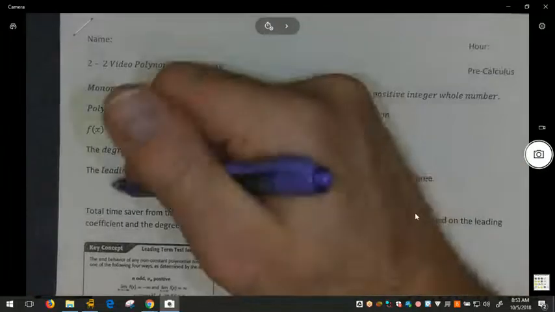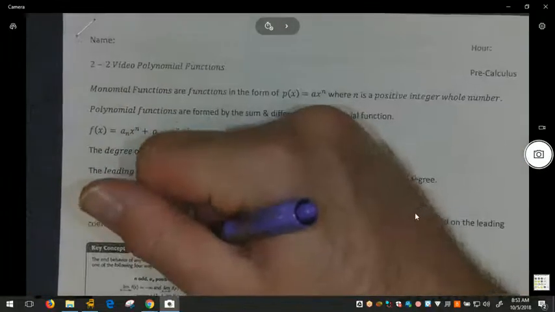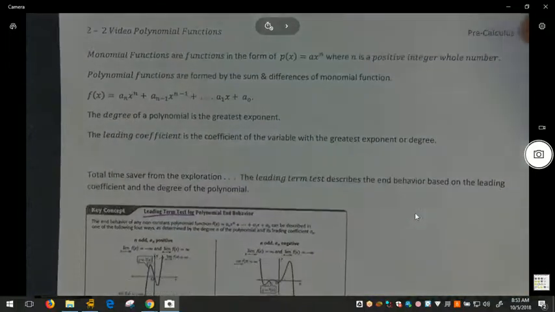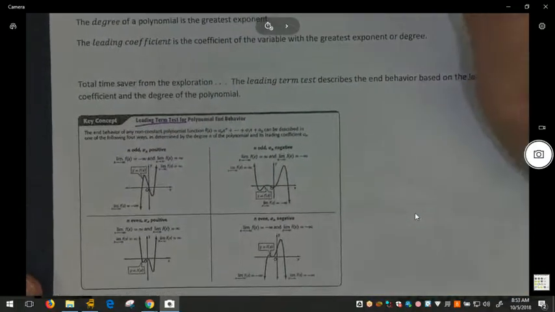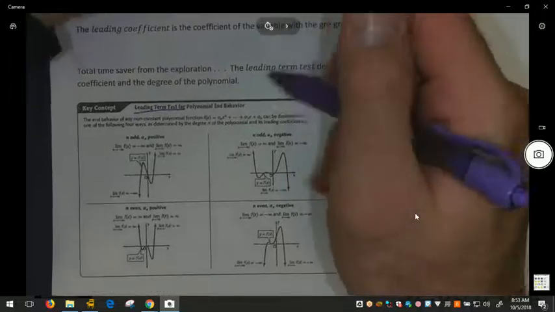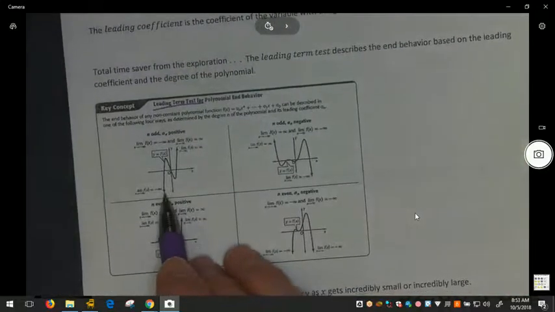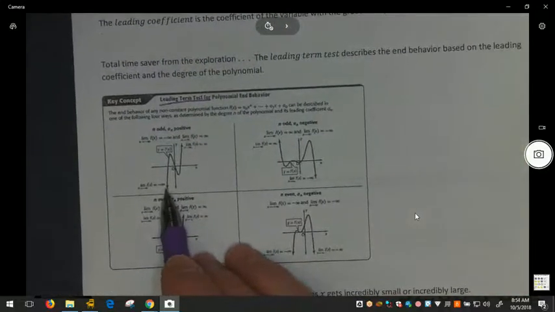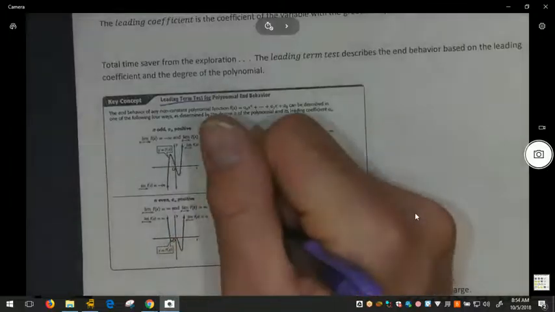So we're looking at the leading term test. We need to look at the highest exponent and look at its coefficient. You did this in Algebra 2, and it's really hard to see this graph, I'm sorry about that, but you can see the function. This is an odd degree function. You can see it's like a linear function.